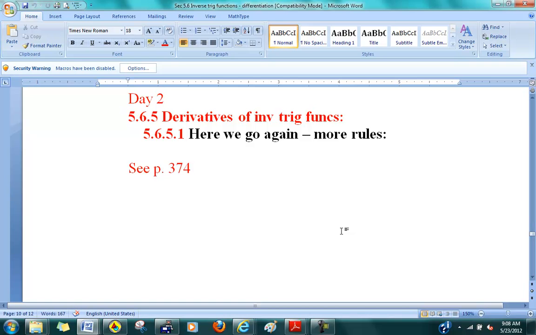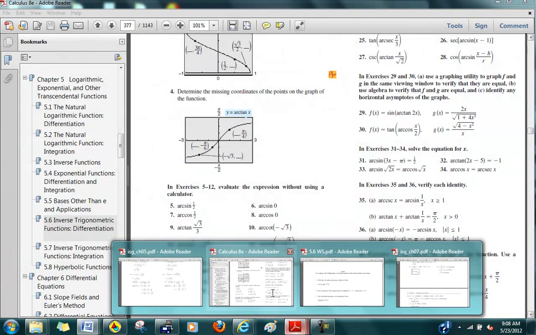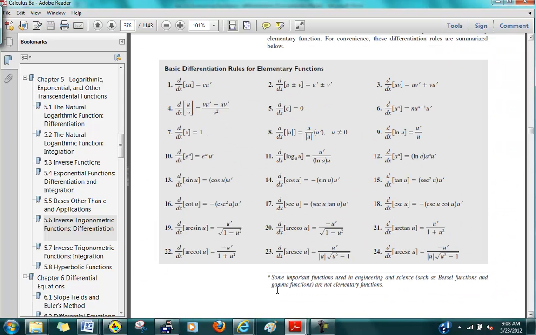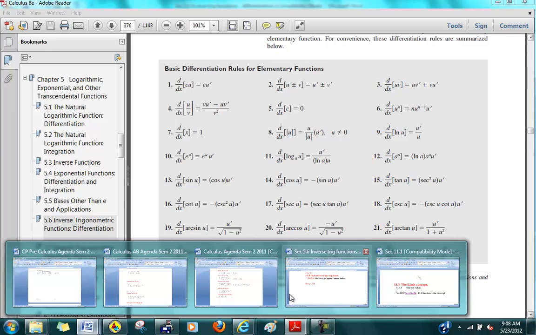Okay, you guys got the rules down? Page 374. So the rules you want to focus on are 19 through 24. 19 through 24 on page 374. Our box does not look like that. Page 376? Oh, I did put 374. I thought it was 374. So it's supposed to be 376? Okay.